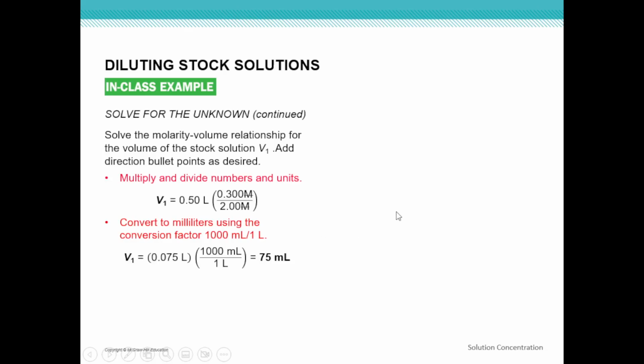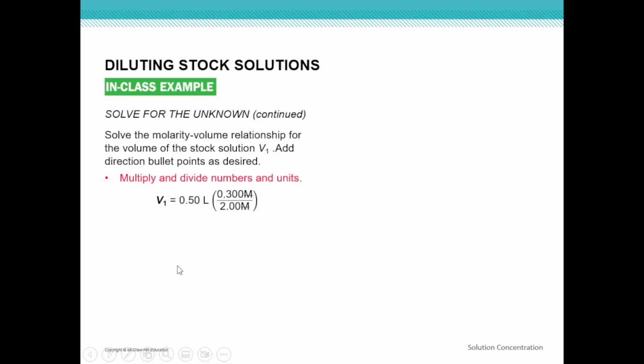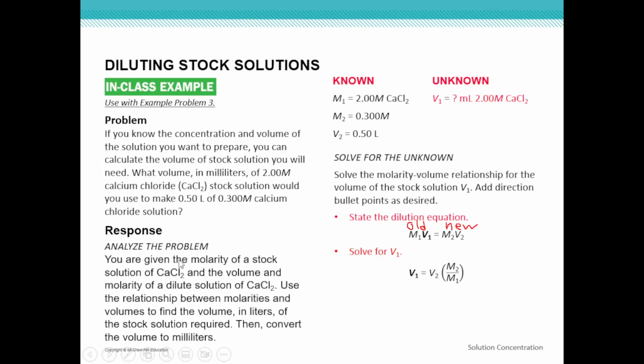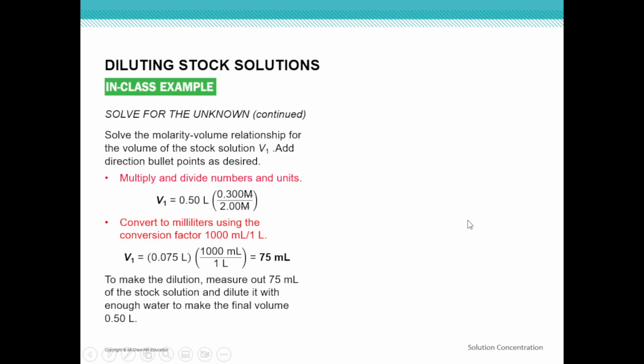And we get 75 milliliters needed. This question asks, what volume in milliliters, so it does ask for milliliters. I was going to say, if it just asks for the volume, you don't necessarily need to convert it back to milliliters. In this case, it does ask us for that, so we would have to. But if it just said, what volume of the original solution would you need? Well, our answer comes out to be in liters, 0.075 liters. So we could have just stopped there if it wasn't specifically asking for milliliters.